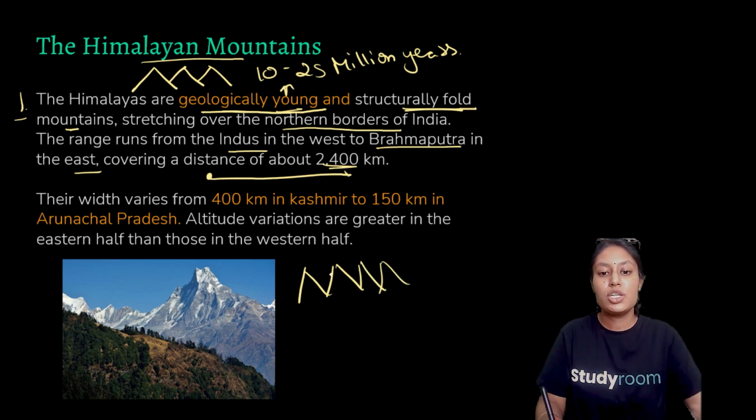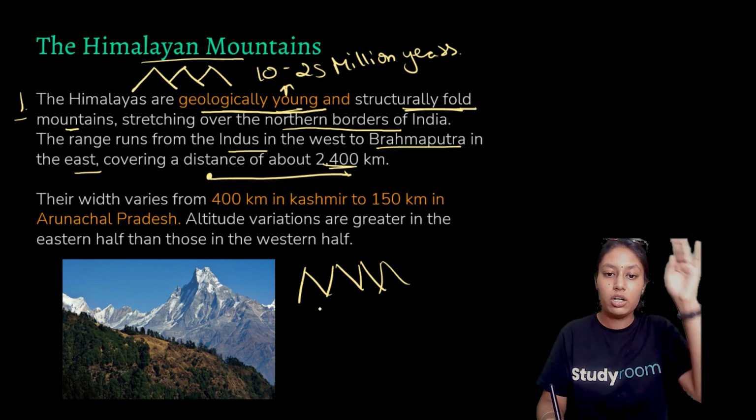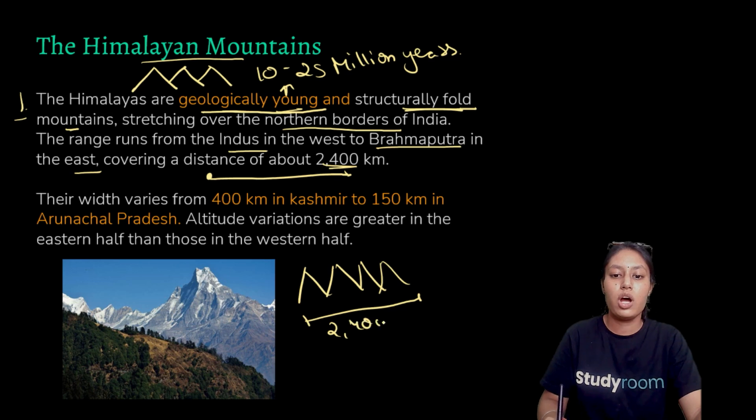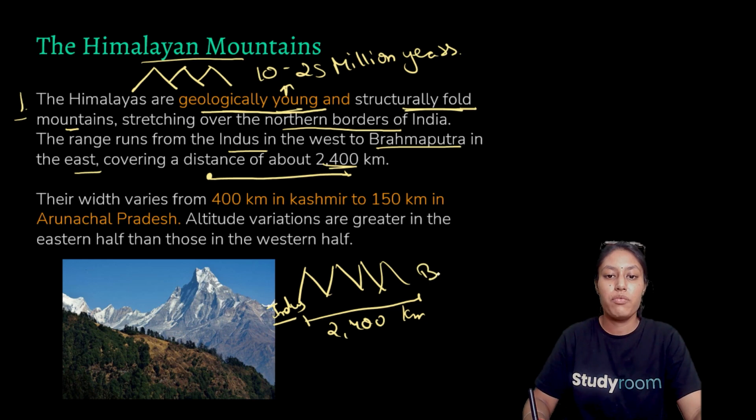So let's make it easy for you all. They are geologically young and structurally fold, and their length is 2400 kilometer, and on the west side they are connected to Indus, and from the east they are connected to Brahmaputra.